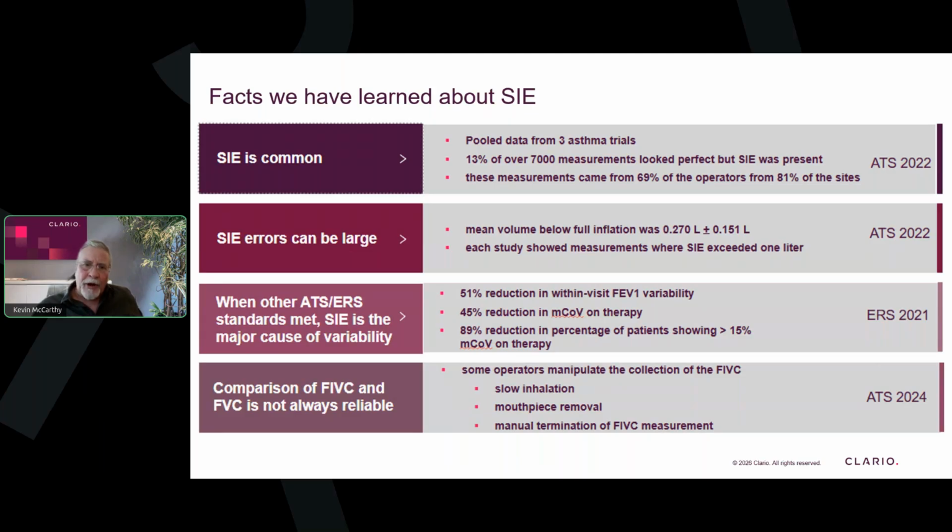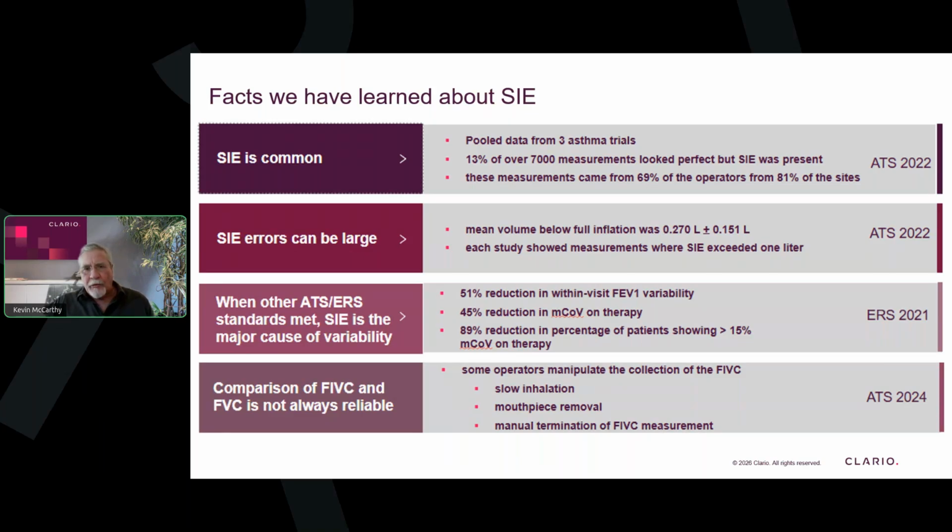And when we compared those 2 studies, the 2 measurements that were required for the baseline, they were measurements done 30 minutes apart. There was a 51% reduction in the variability between those 2 measurements in the 2019 study. There was a 45% reduction in the modified coefficient of variation that Phil was talking about. That's the variability of the measurements on therapy. And then for patients that are flagged for high modified coefficient of variability of the FEV1 while on therapy, there was almost a 90% reduction in the patients that showed that.